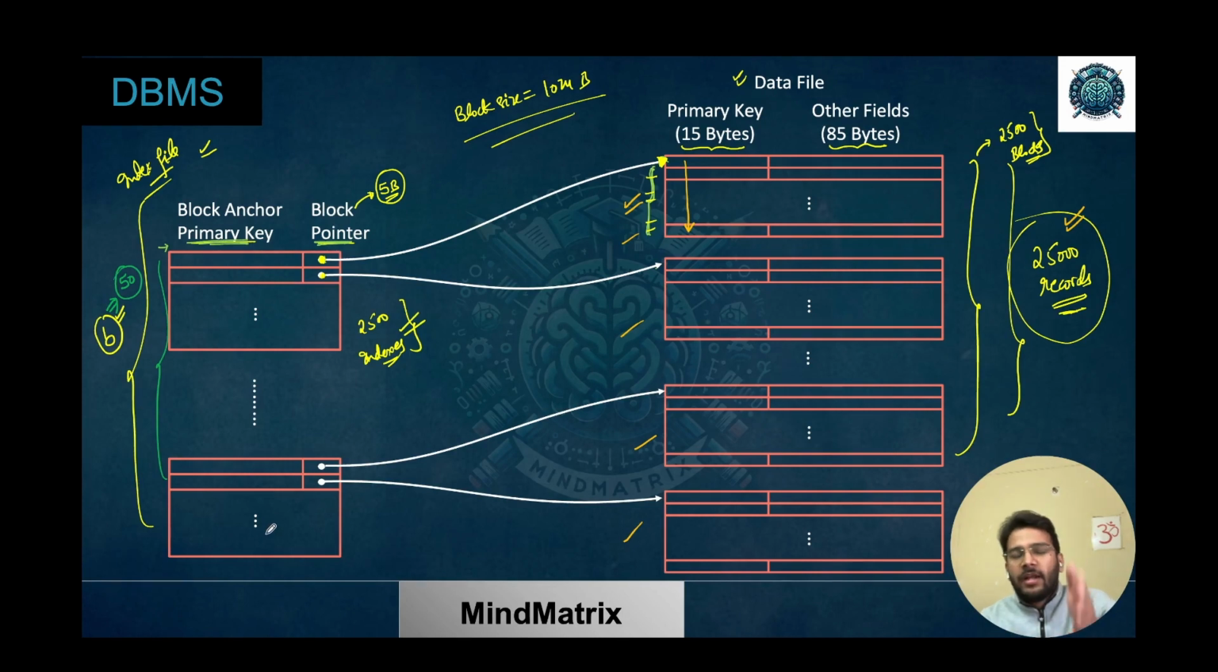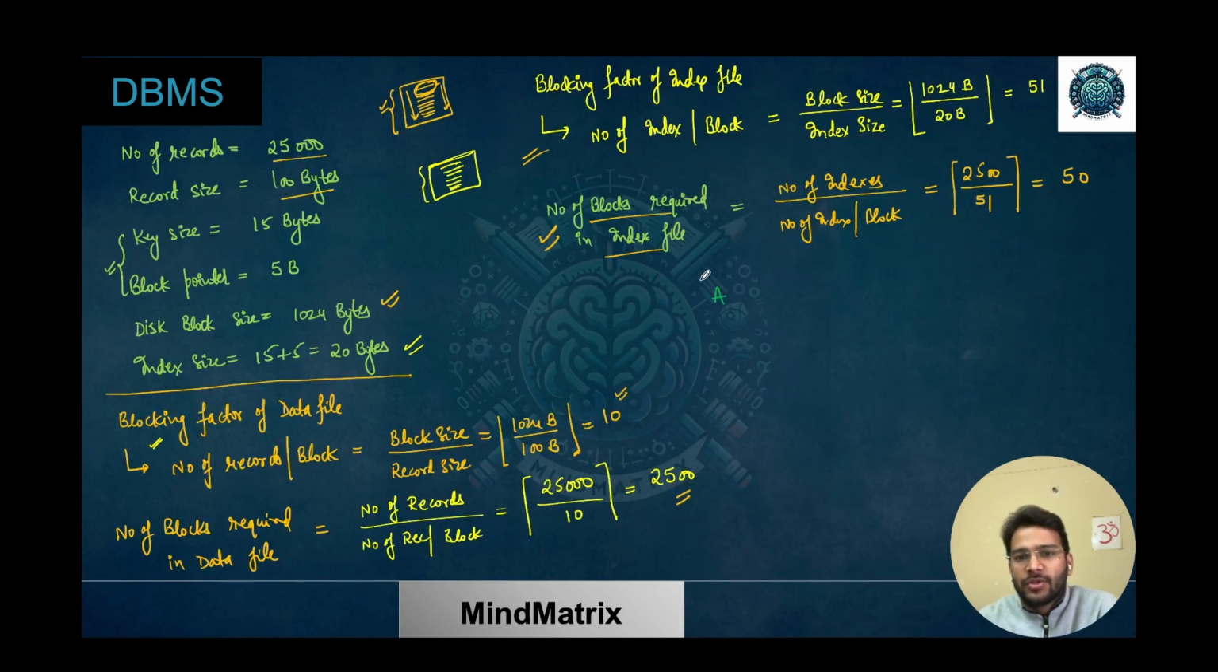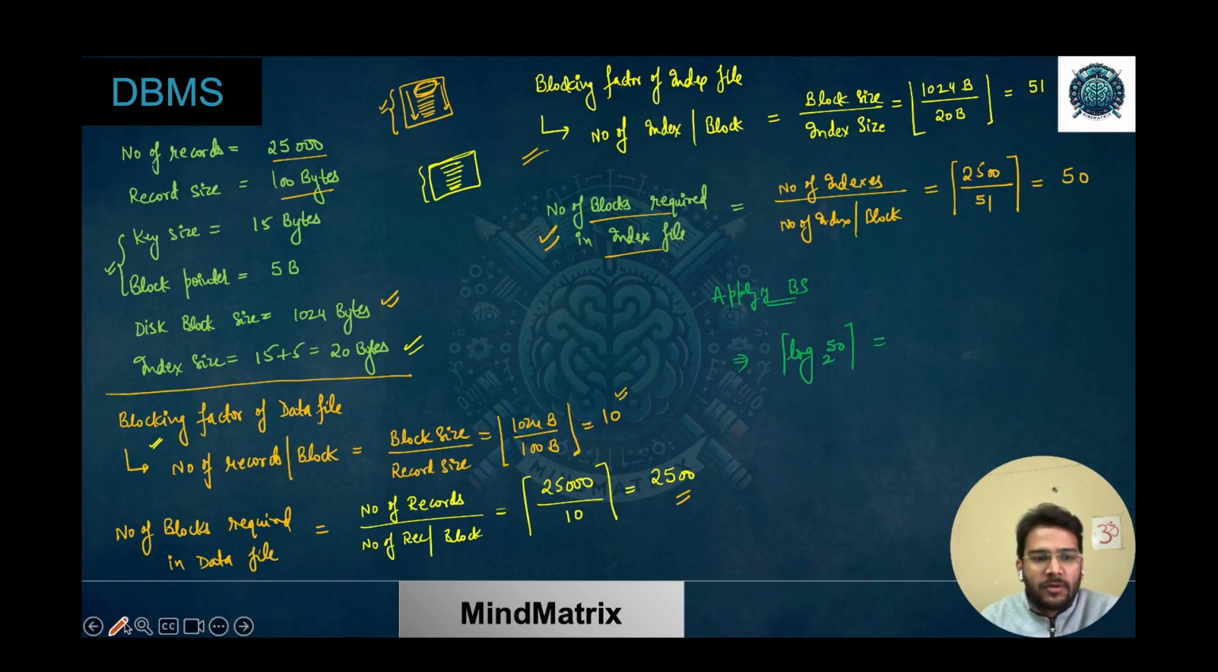Now it is an ordered file, the index file. We can apply binary search, and in the worst case it takes ceil of log B base 2 as the number of block accesses, that is how many blocks we are going to access to find that particular record. So we have the total number of blocks as 50. Applying binary search, we are going to get ceil of log 50 base 2 as the number of block accesses, how many blocks we have to access.